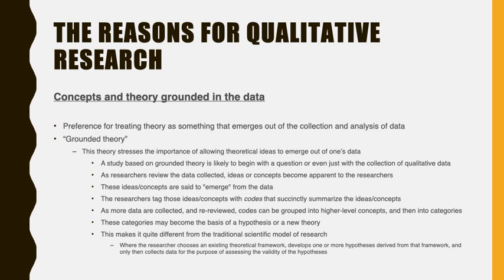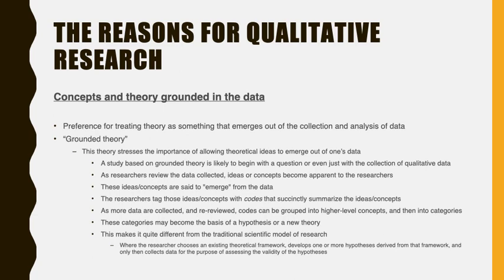We also tend to ground our theory in the data, and this comes up with something that we call grounded theory. This theory stresses the importance of allowing theoretical ideas to emerge from one's data. So we are showing what we find. Researchers review the data, and as they're reviewing it, themes become apparent. These themes, they say, emerge. And then we tag those themes with codes so that we can analyze them.